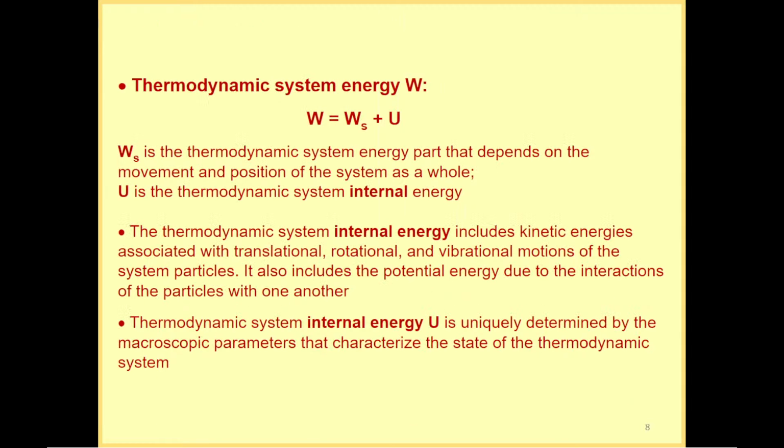A system energy as a whole is one more parameter describing the property of the system. A system energy as a whole is determined by energy of motion and position in the surrounding. The thermodynamic system internal energy includes kinetic energies associated with the translational, rotational, and vibrational motions of the system structures. It also includes the potential energy due to interactions of the particles with one another.